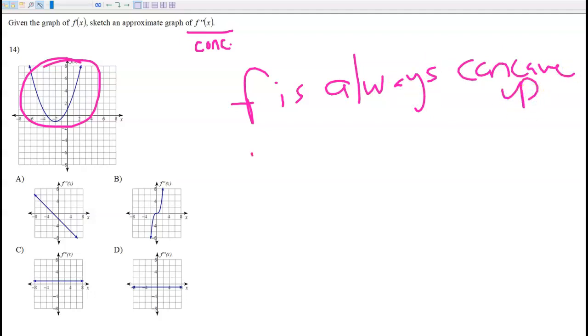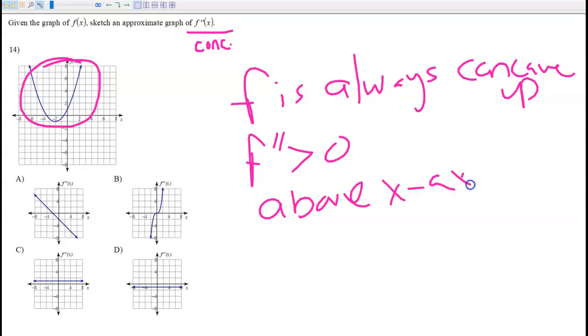And if f is always concave up, that means that f double prime is always greater than 0. And if double prime is always greater than 0, that means the graph of f prime must always be above the x-axis. So which one of these graphs is always above the x-axis? That would be C.